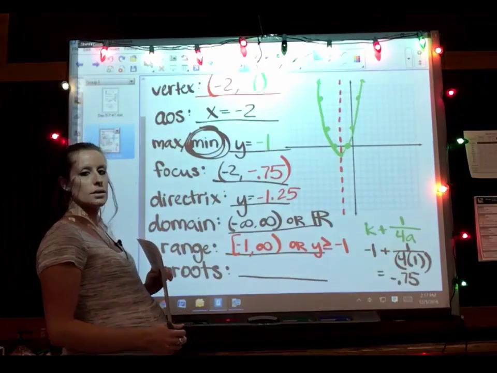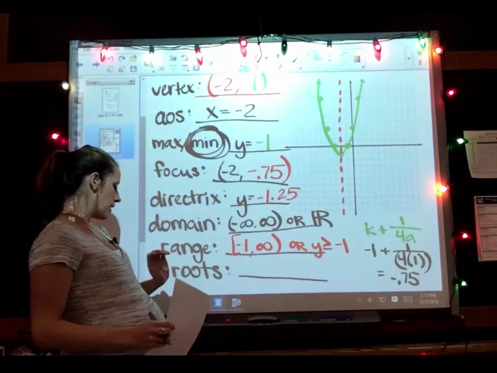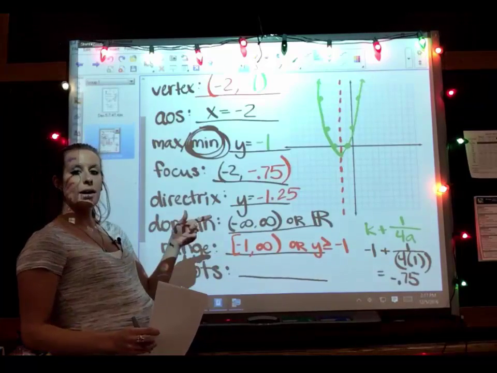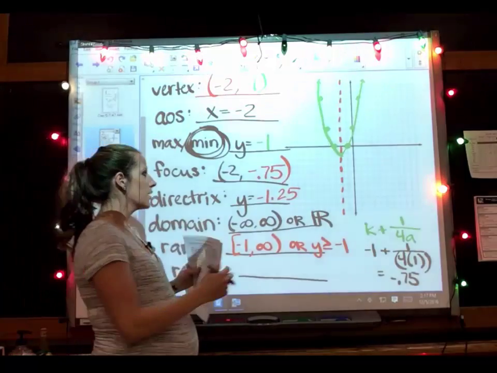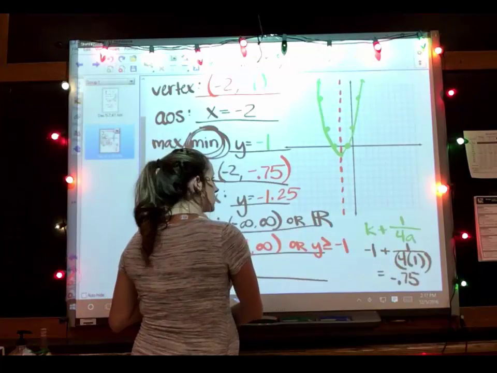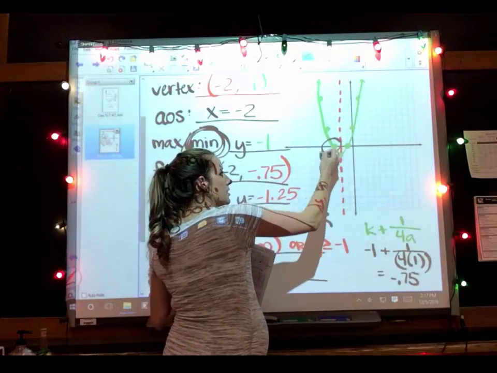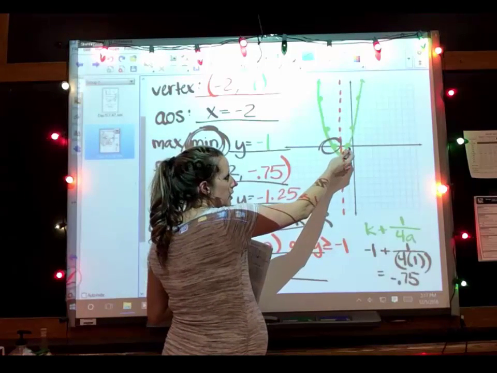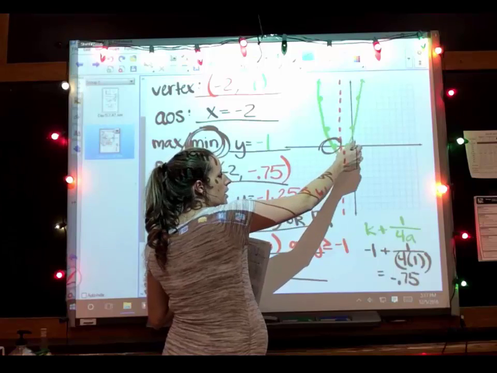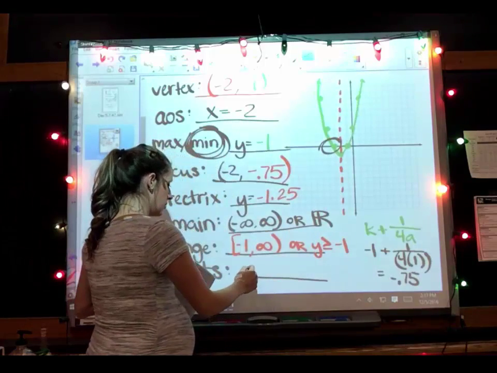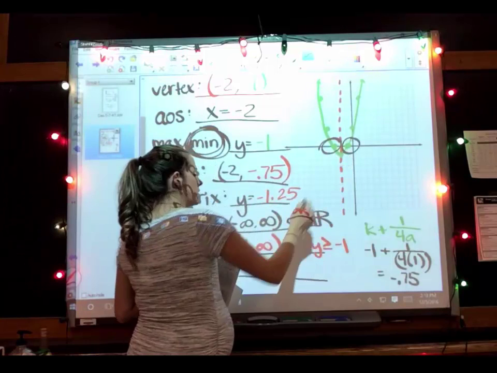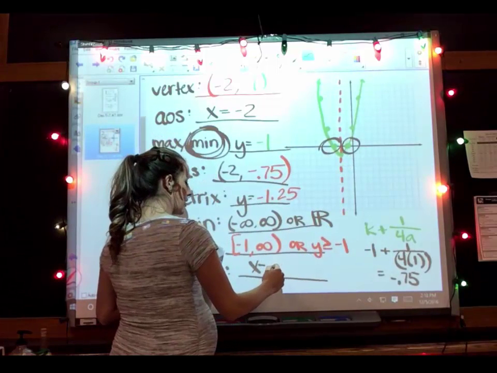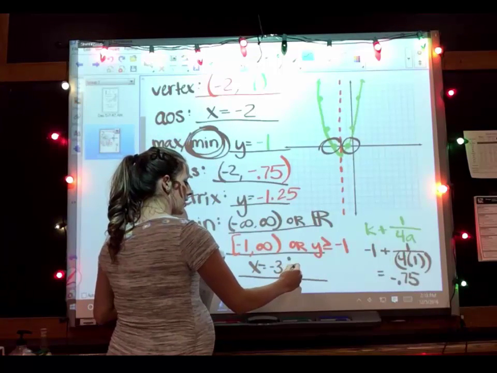Okay. Last one, the roots. I'm going to look at my graph to figure out what the roots are. Let's see. My x-intercepts are at negative 3 and negative 1. So x equals negative 3, and x equals negative 1.